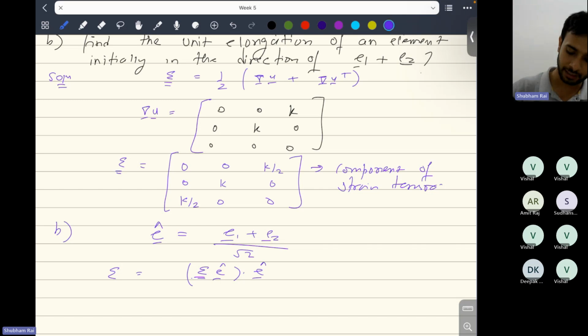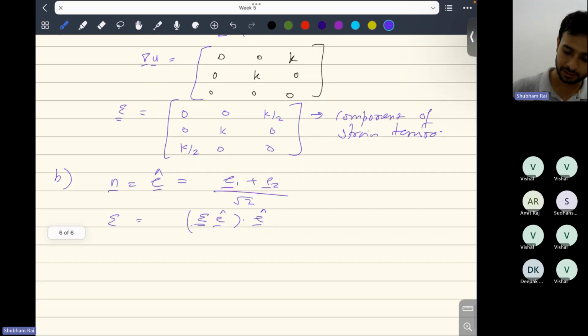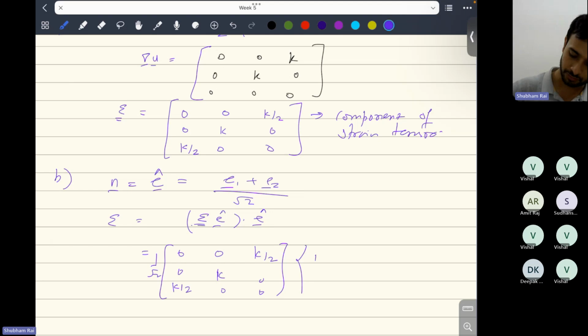So now your n vector is this e cap. If you do that, you just multiply. Now you have the matrix with k by 2 entries. This is your strain tensor, and you multiply it with this vector. So this is nothing but 1 by root 2 I'm writing here, and this is (1, 1, 0), and then you dot this again with 1 by root 2 and (1, 1, 0), right?